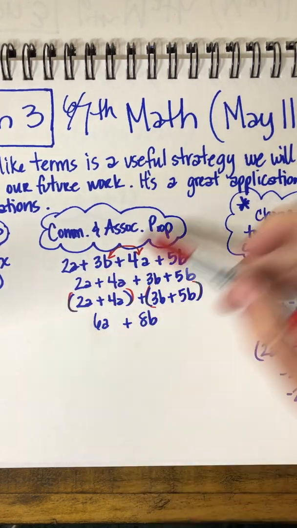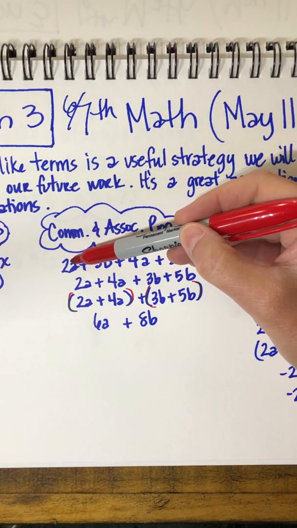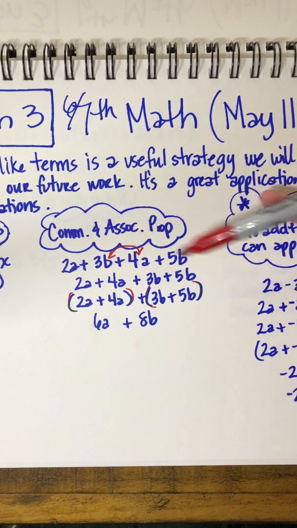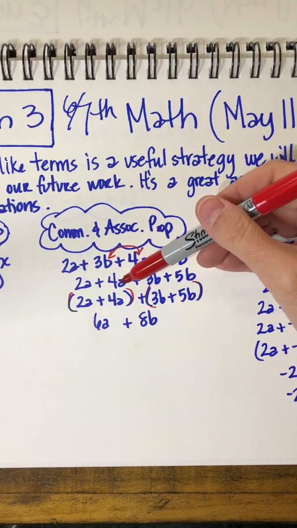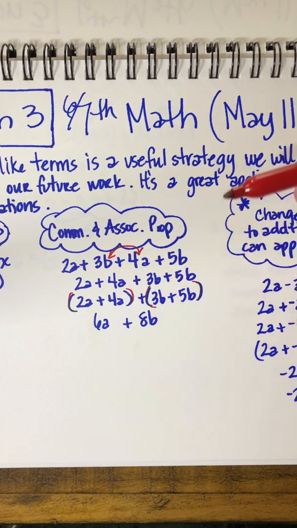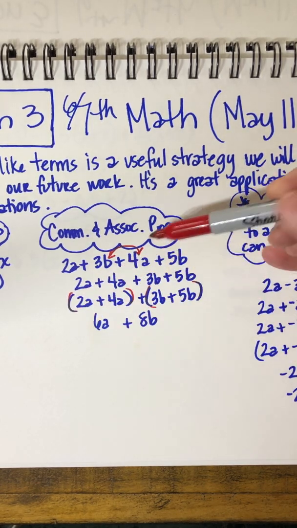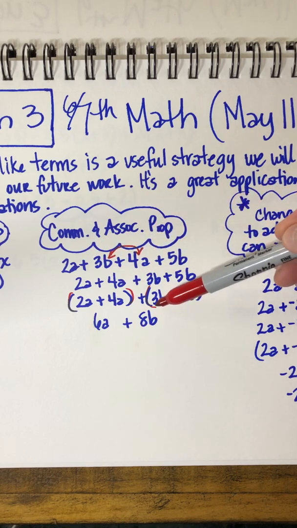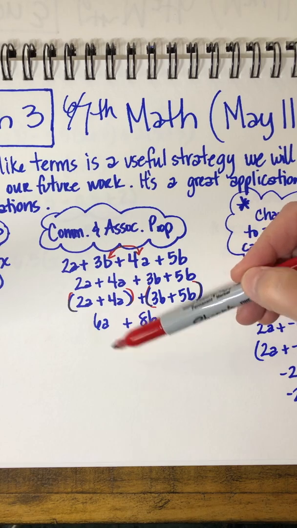Now, like before, I know that you could look at this and you might have just already in your head combined the 2a and the 4a and the 3b and the 5b and kind of hopped around and came up with this without having to go through all those steps. Yeah, of course you did. That's not the point. The point is that we're using the commutative and the associative properties as a way of combining like terms.